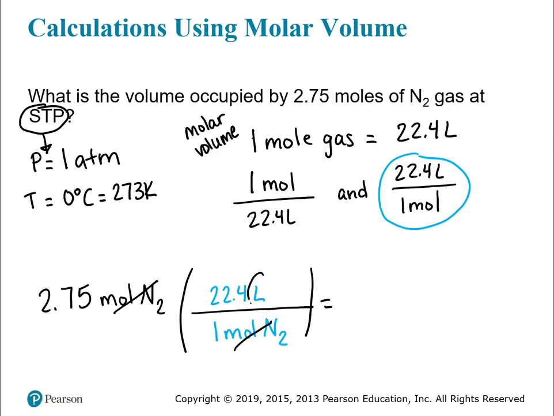Our units cancel, and we'll be left with liters. We need 3 sig figs here. 22.6 liters of nitrogen gas. The key to this problem is knowing that when you see a question about volume and your conditions are at STP, you have to use molar volume.